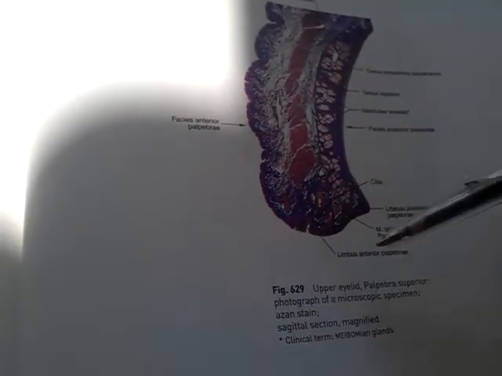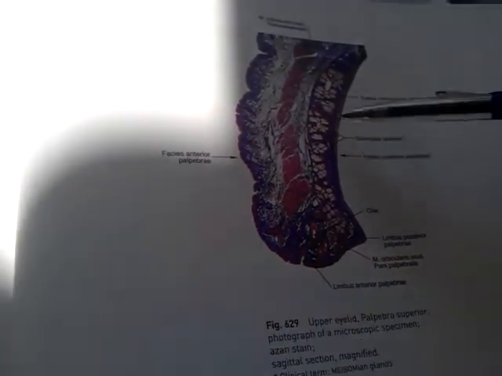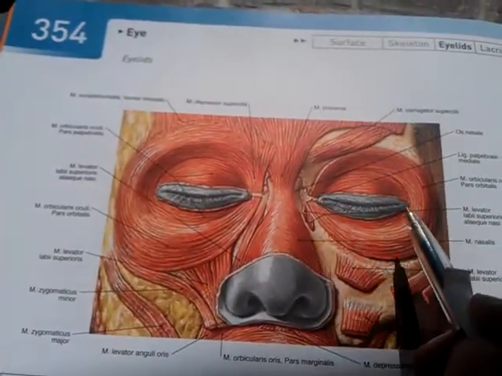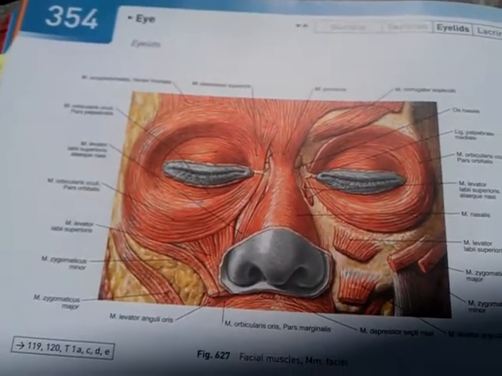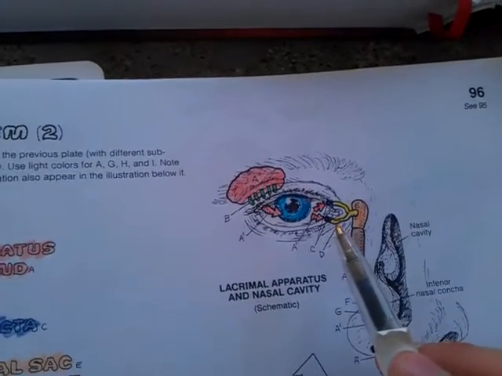Here you see a histological section. This is anterior, this is posterior. This is their free margin, also called limbus, which surrounds the palpebral fissure and meets on the sides in medial and lateral angles. This is the palpebral fissure. Medially, the limbus shows minute openings called punctum lacrimale.